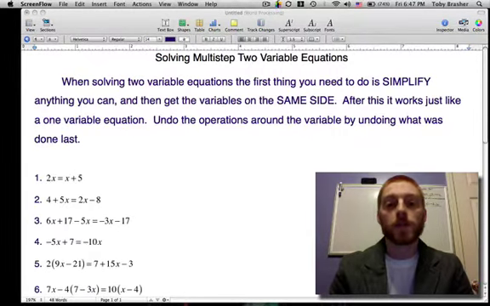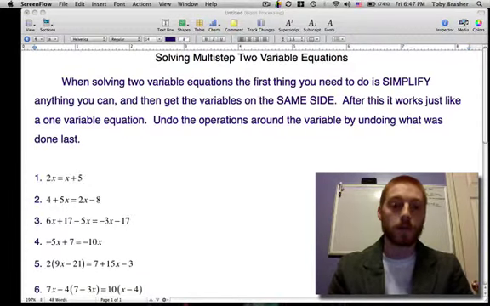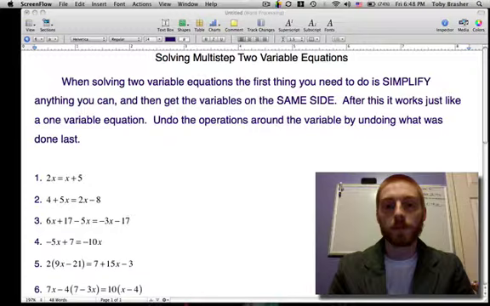Hello, this video is designed to show you how to solve two-variable equations. It's going to be multi-step two-variable equations. If you haven't looked already at the one-variable equations, I would recommend you start with that video first, because I'm going to have some basic concepts in this one that you should understand from watching the last one.